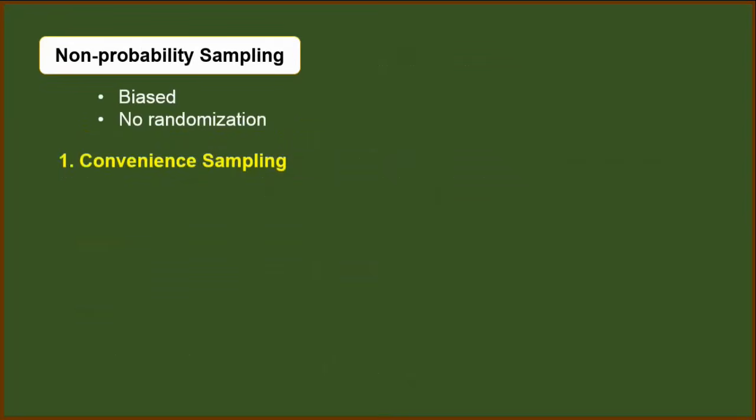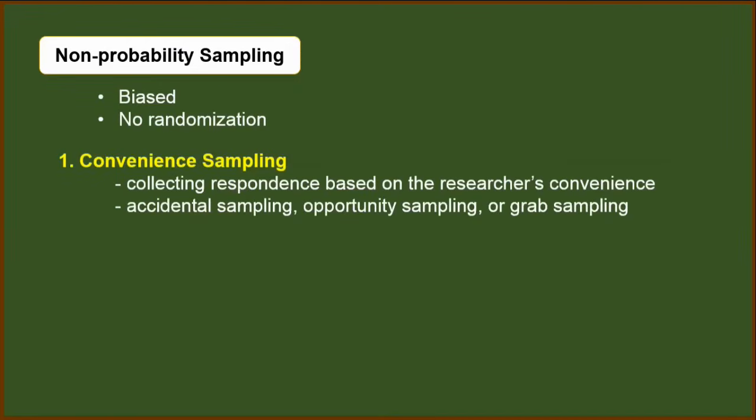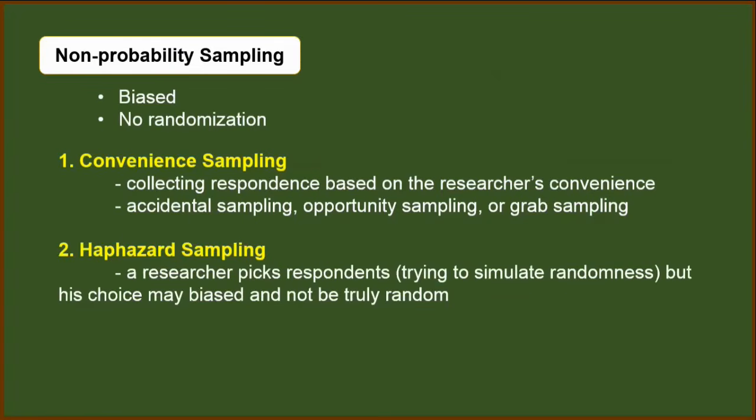The first one is convenience sampling. It involves choosing respondents based on the convenience of the researcher. It is otherwise known as accidental, opportunity, or grab sampling. Haphazard sampling, a researcher picks respondents, but his choice may be biased and may not be truly random.